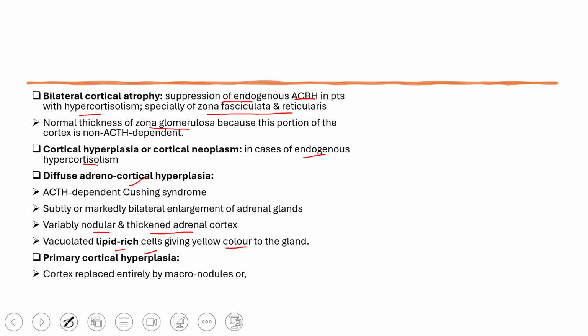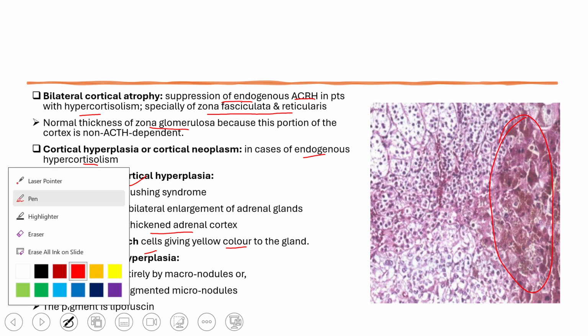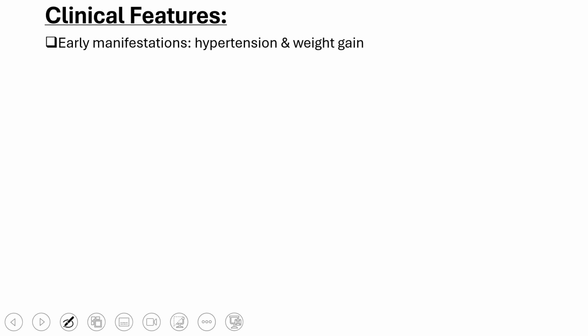There is a cortex replaced entirely by macronodules or 1 to 3 mm darkly pigmented micronodules, and this pigment is lipofuscin. You can see here that lipofuscin is being accumulated in these micronodules, giving the pigmentation to the micronodules, and such things are seen in primary cortical hyperplasia. And next, we can see the various clinical features in Cushing syndrome.